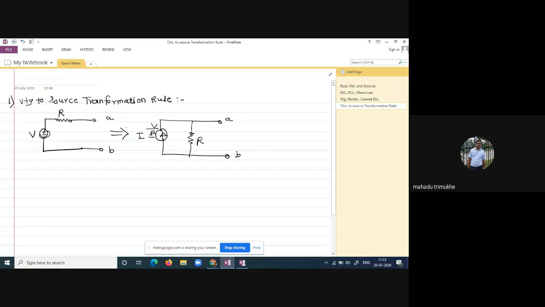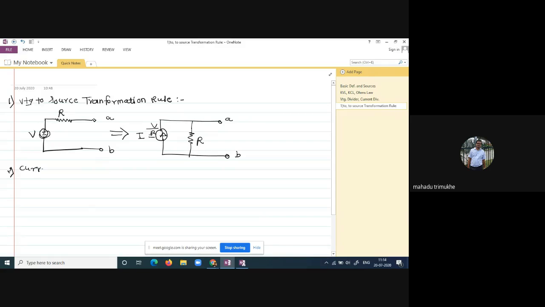But you have to keep in mind, to convert a voltage source into a current source, the voltage source must have a resistor in series with it, right? Means your voltage source must have a resistor in series. Okay, the second point, the source transformation rule, is the current source transformation rule.